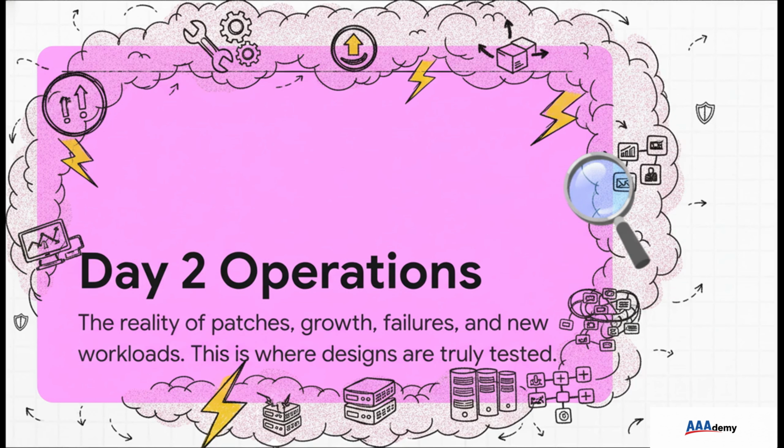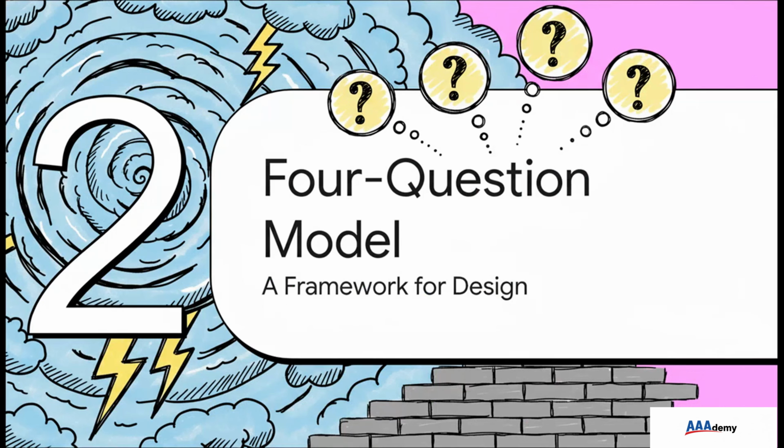And that's exactly what day two operations is all about. It's the real world. It's that relentless cycle of patching, of growth, of hardware failures, and unexpected new workloads. A truly resilient design isn't just about surviving this stuff. It's about thriving in the middle of that storm. So how in the world do you prepare for that storm? Well, it all starts with a really simple but incredibly powerful framework. A four-question mental model that's going to lay the foundation for a design that can actually hold up.